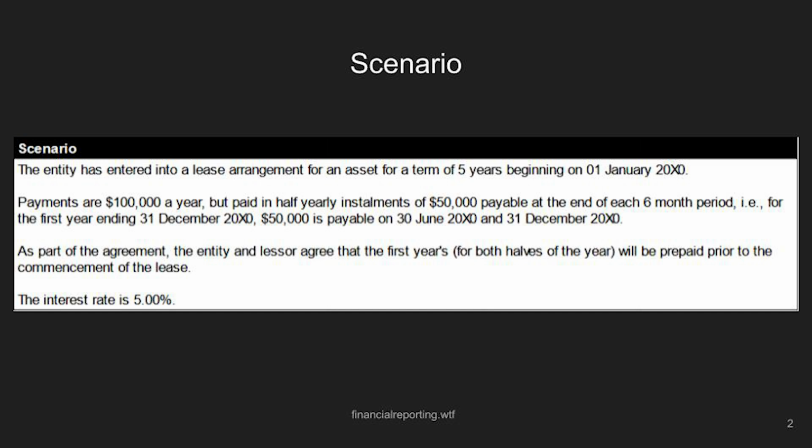20XO. The entity and the lessor agreed in writing that the first year's worth of payments will be paid in advance prior to the lease commencement. The interest rate is 5%. The main question is, how do we treat the prepayment? We will figure it out by working our way through the example as per the standard.